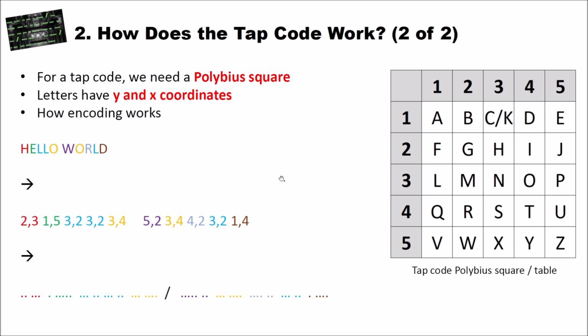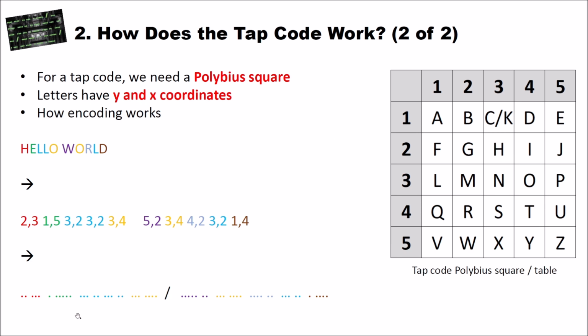Now, how do we transmit this message to another prisoner in another cell? To do so, we tap. For instance, we see here the H is 2 taps and 3 taps. So we tap 2 times, and then we tap 3 times. And then we make a longer pause. Of course, the other prisoner heard the 2 and the 3 taps, and he knows now that with a 2 he has to go into this row here, and with a 3 he has to select the H. So he received the H.